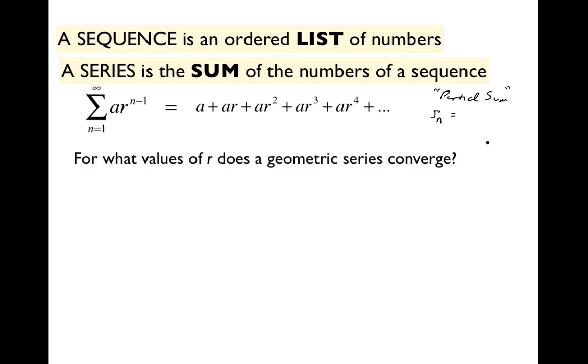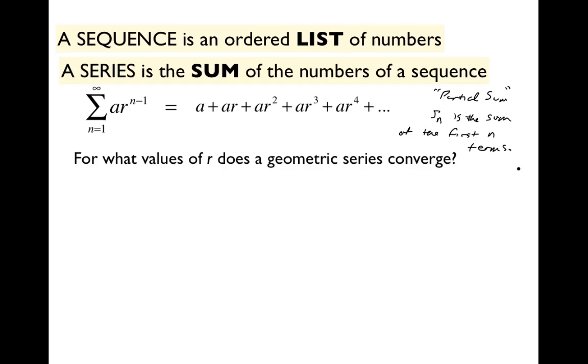So rather than add all infinitely many of them together, pick, say, 7. So S7 is the sum of the first 7 terms, n going from 1 to 7. Makes sense, right? So it's part of the infinite sum. You stop somewhere. You stop after n terms. So it's not the whole infinite sum, it's just part of it. So we call that the partial sum.